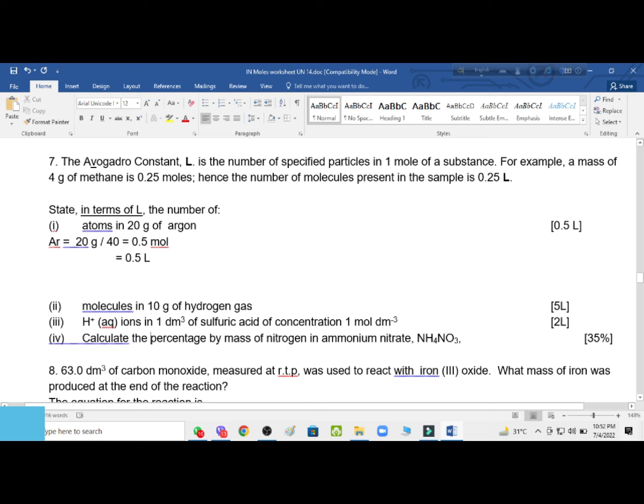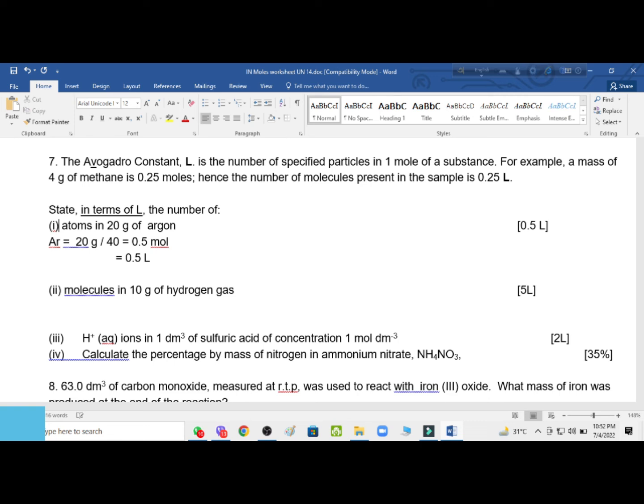Next question. This is for molecule. This is a very simple question, but a new presentation. So some of the students get confused whenever they get a new presentation. This is a big problem for us. Molecules in 10 gram of hydrogen gas. This is hydrogen gas, and 10 gram is given. To calculate number of molecules, we need mole. 10 divided by 2, the molar mass, we get here 5 mole. But the question is molecules, not mole. So 5 is to be multiplied with Avogadro number. But Avogadro number is here L. So this is the answer.